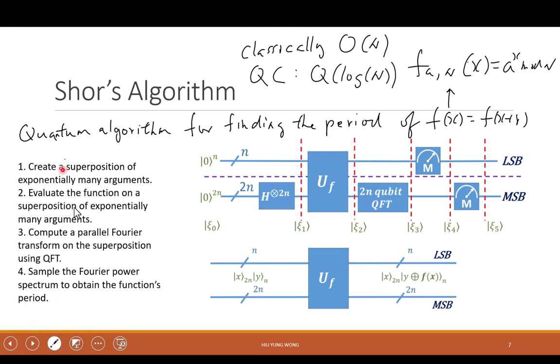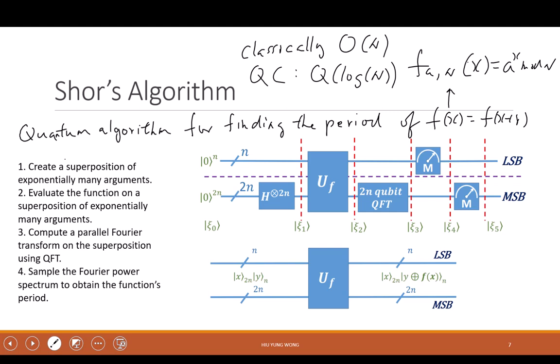It first creates a superposition of many arguments. Makes sense. In quantum computing, you always want to do parallelism, right? So you use Hadamard gates. Then because you have superposition, you go into the quantum oracle, you evaluate all of them in one shot. Makes sense again, right? Quantum parallelism. Then we need the quantum Fourier transform that we just learned to do the constructive and destructive interference so we get the answer we want, right?